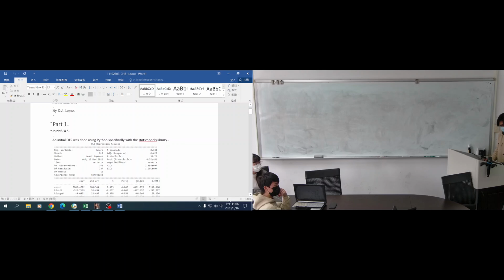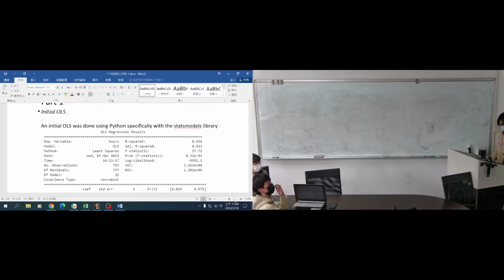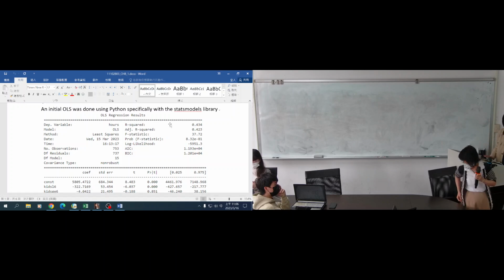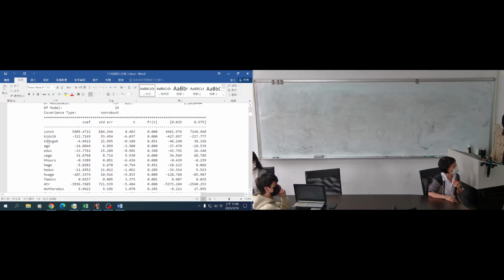Eyesight is poor, so make it 150, that will be enough. So here, this is the result from Python. The arrangement is just different from eViews, Professor, but I believe that the coefficients, t-test, and the p-value would all be the same.